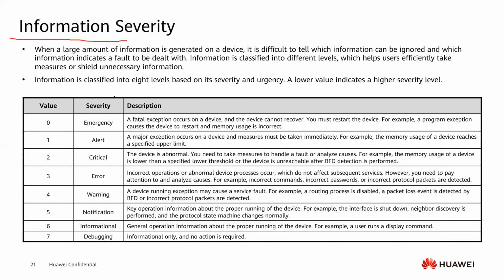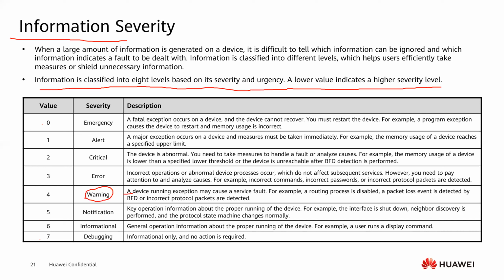Then we look at the information severity. For the whole device, the information is classified into 8 levels based on its severity and urgency. A lower value indicates a higher severity level. We can see levels 1 to 7. Let's look at the severity of running.